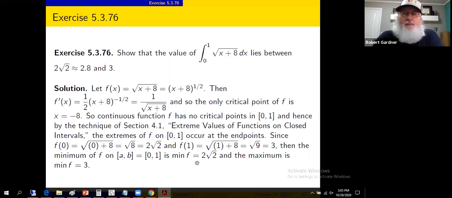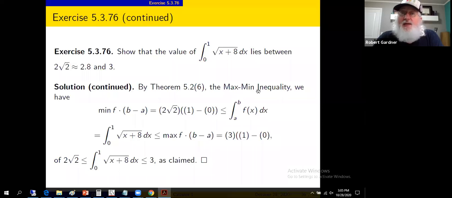Okay, we've got a minimum and a maximum. We had the max-min inequality theorem for integrals that said the minimum of a function times the interval on which we're integrating is less than or equal to the integral itself, and that's less than or equal to the maximum of the function times b minus a. Here, we saw the minimum was 2 times the square root of 2. The interval is 0 to 1. So a is 0, b is 1, b minus a, 1 minus 0. So we just get a 1 there.